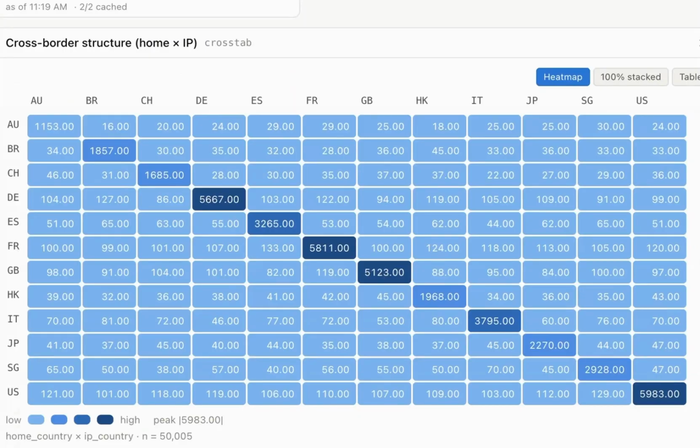Cross-border activity is one of the strongest risk indicators in this dataset. It shows a mismatch between the customer's home country and the IP address from which they're requesting data.